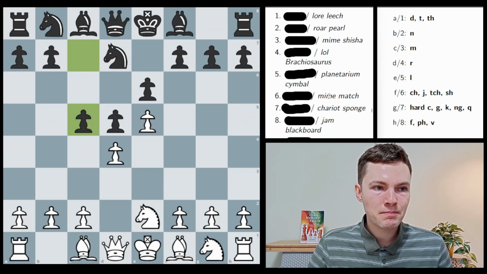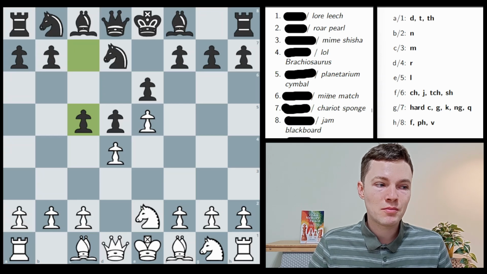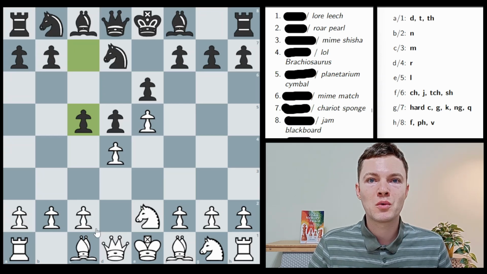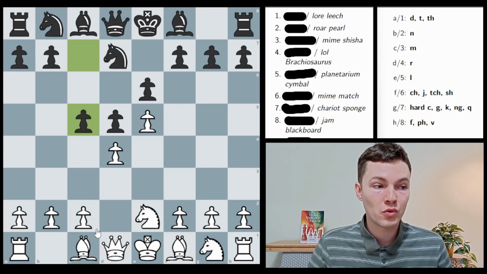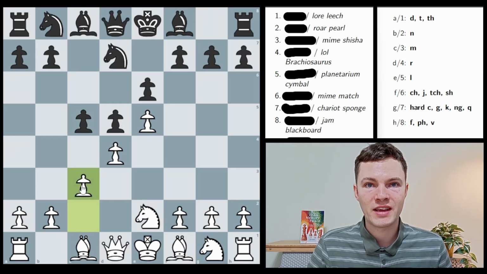White replies mime. This might have a different meaning than it had before. Last time it was the knight to c3. Now it's the pawn to c3. Because mime is the c3 square. It's a 1-syllable picture word. And now the pawn is the first piece on the line. Pawn to c3.